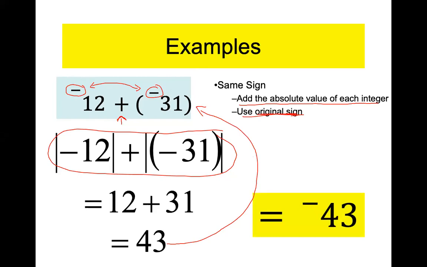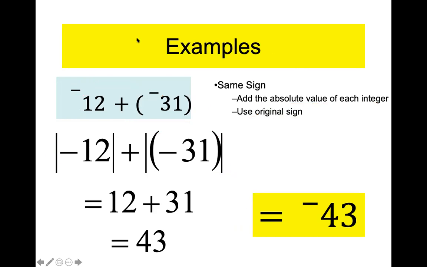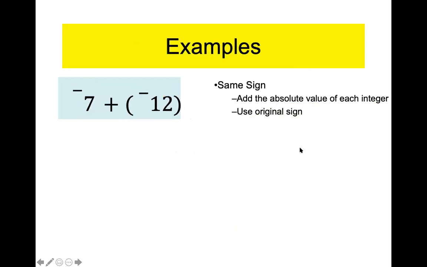If we were adding 2 positive numbers, then the answer would be positive 43. But it says use the original sign. So the original signs were negative. Therefore, the answer is negative. All right. This will get better the more we do. The more we do. All right.